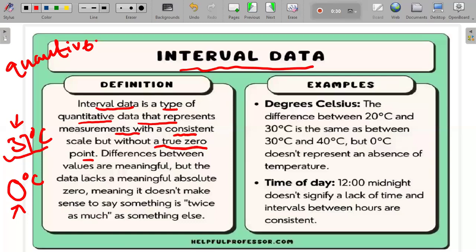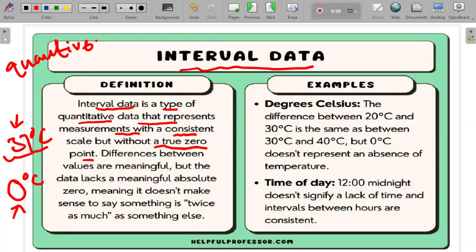I hope you're understanding. If you're not, please ask. The 0 degrees means the temperature is there, but it's 0. It doesn't mean that there is no temperature. So this is what interval data is. It has a consistent scale, but without a true 0 point. So when you're at 0, it doesn't mean the absence of the temperature or the measurement or whatever.